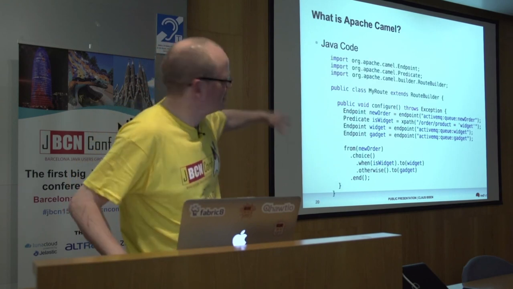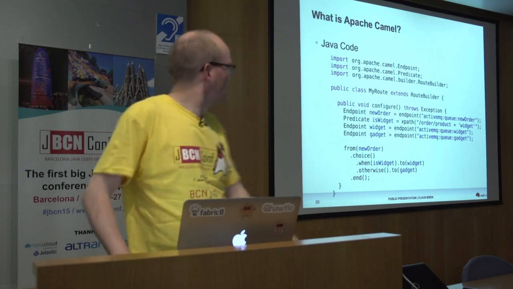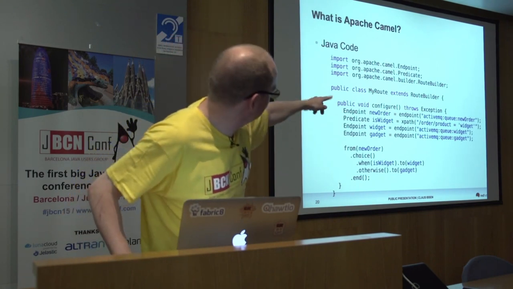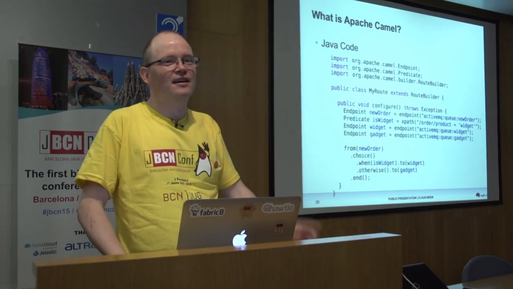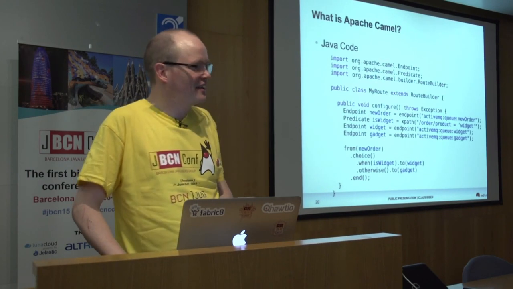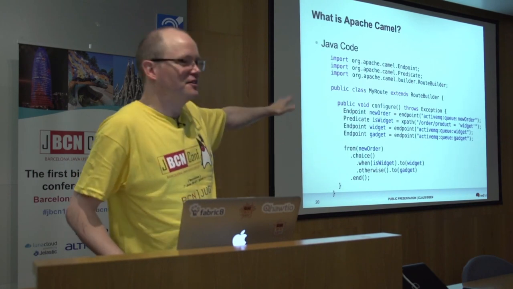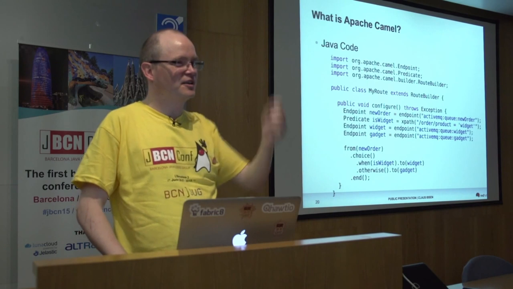But a method needs to be in a class. We put it inside a class, and we call this MyRoute. And then, what is that? It says extends RouteBuilder. RouteBuilder is the first clue about Camel. RouteBuilder is a class from Camel that allows you to define routes in the configure method. So you can take this code, and it can compile and run.